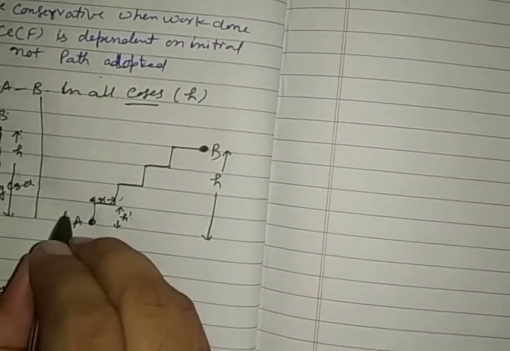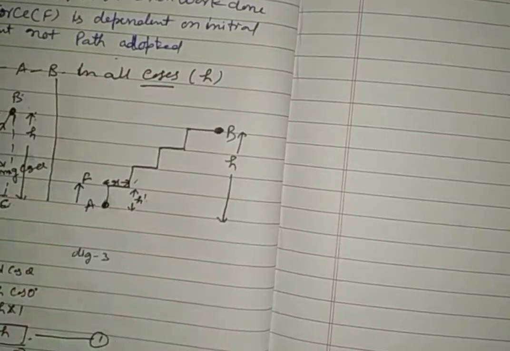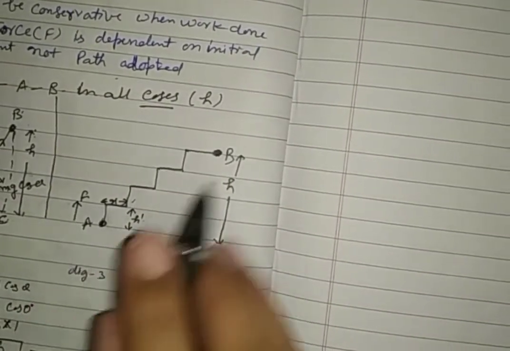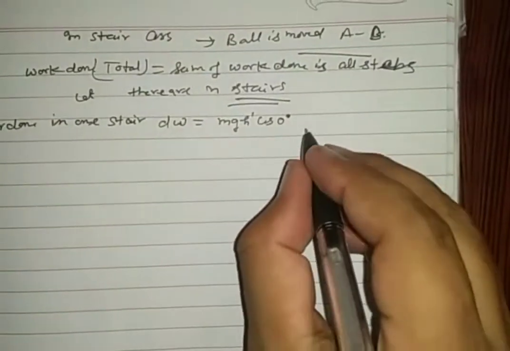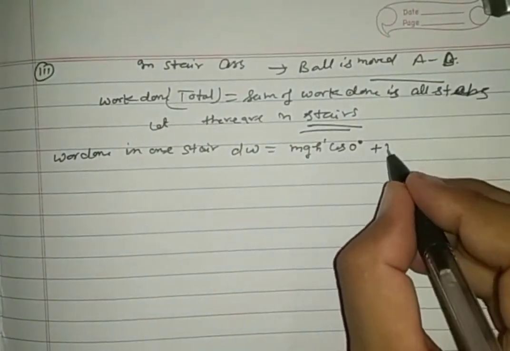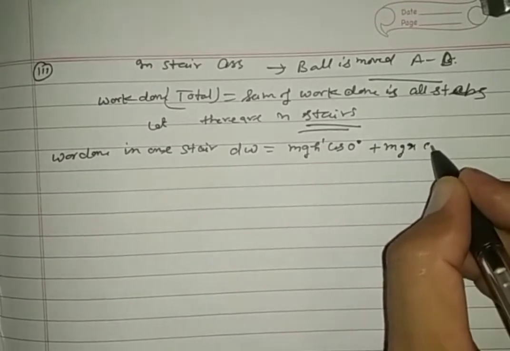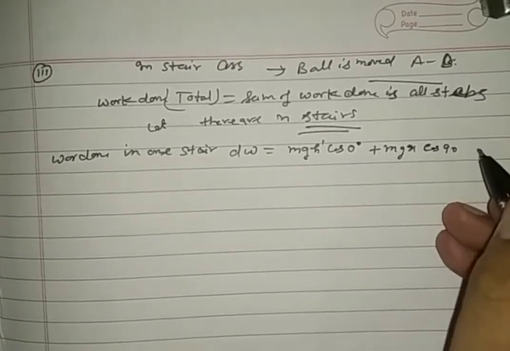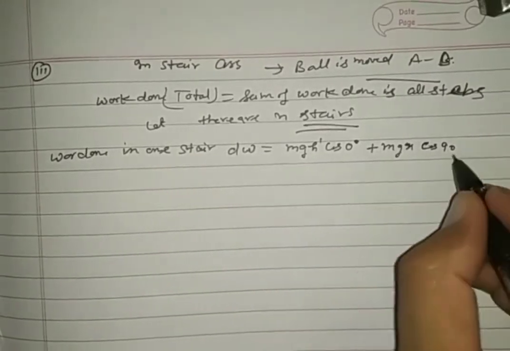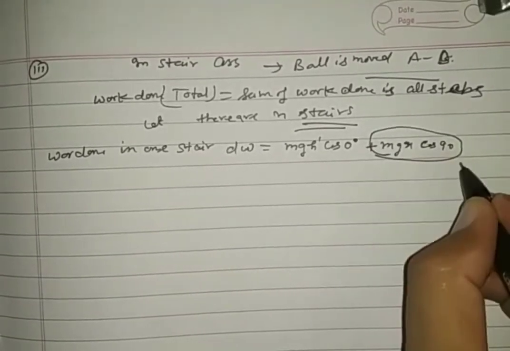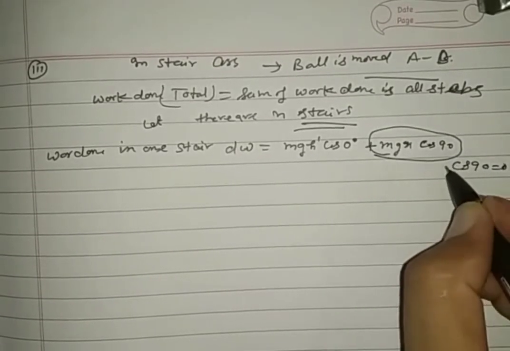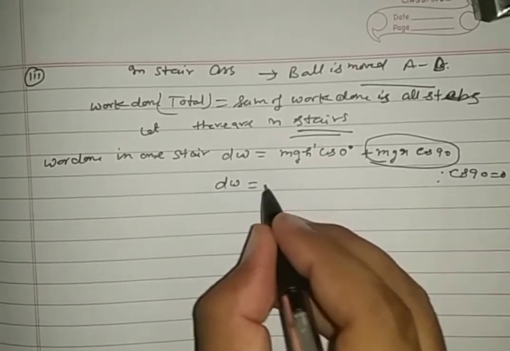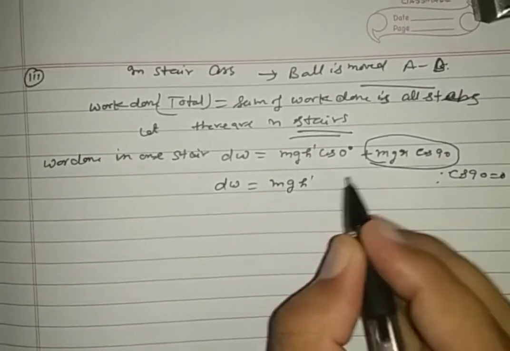See the direction of force here in this case. Now for the horizontal work, force and displacement are in perpendicular directions, so we can say the horizontal work is mg x cos 90. Cos 90 is equal to 0. So since this term is equal to 0, dW is equal to mg h dash.